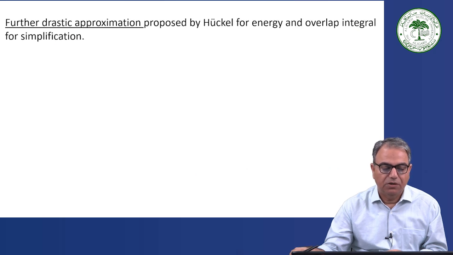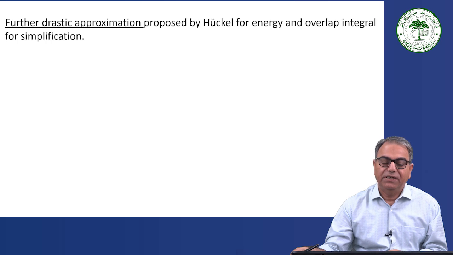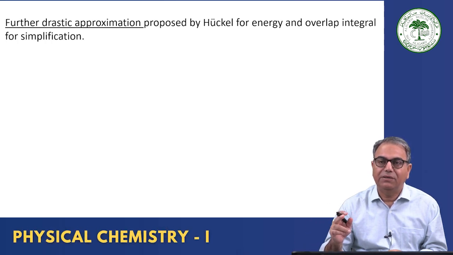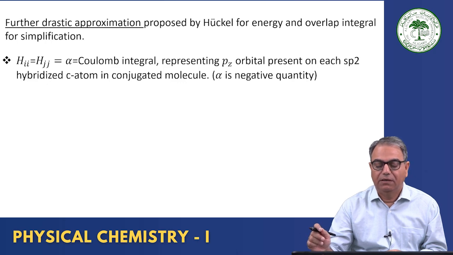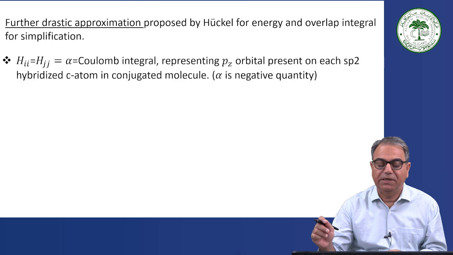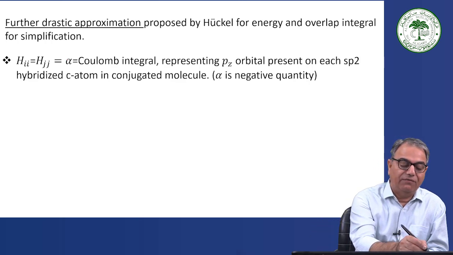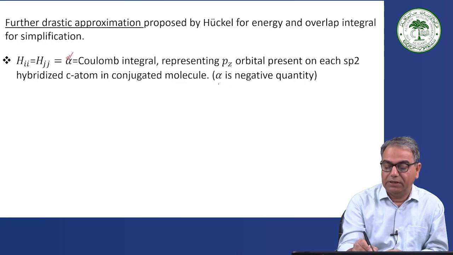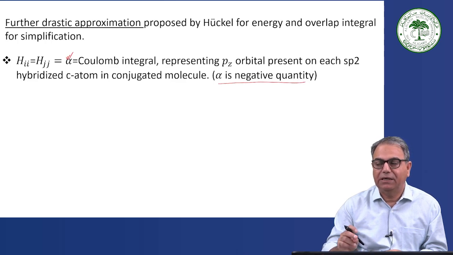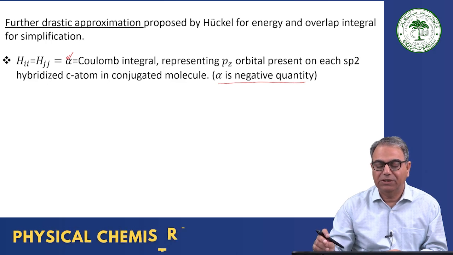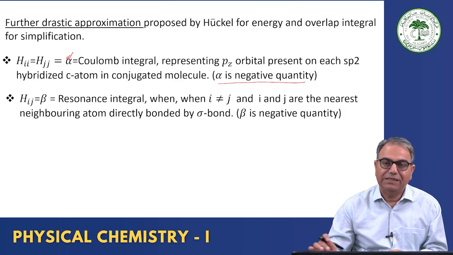Now when you write this, there are some drastic further approximations. One was that all sigma bonds are neglected. We are counting only the pi bond, the first approximation. Then the second approximation is that all Hii and Hjj, meaning H11, H22, H33, H44, which are called Coulomb integrals, represent the pz orbital present on each sp2 hybridized carbon atom in the conjugated molecule, and they are given the symbol alpha. So alpha is a negative quantity. This you must remember. When you have the same digits in the subscript, H11, H22, H33, you will write alpha in place of that.